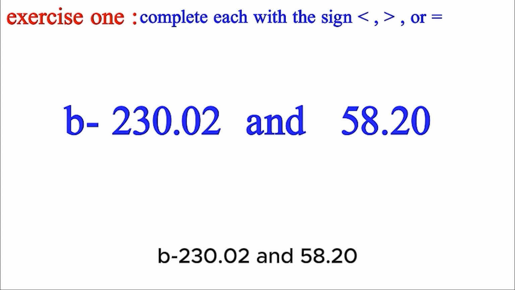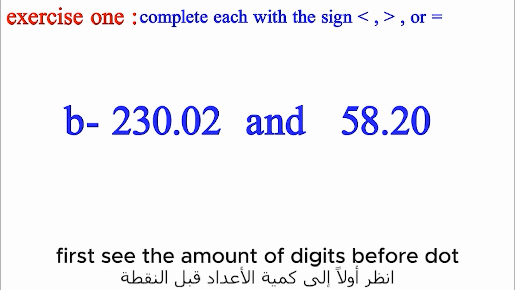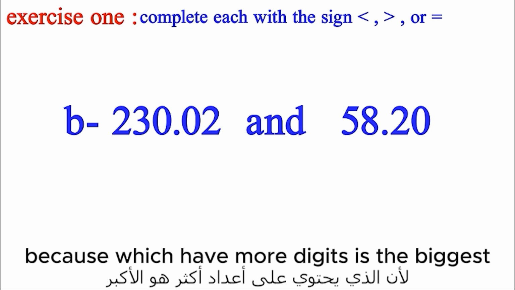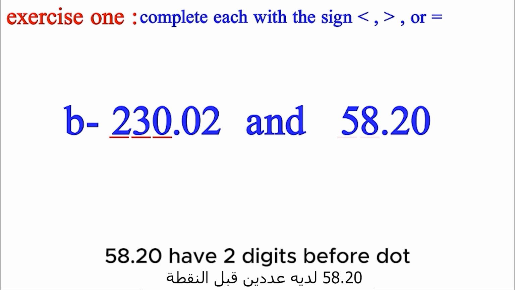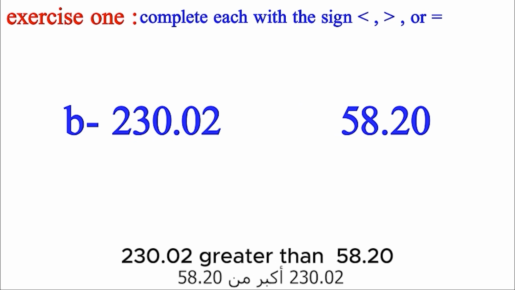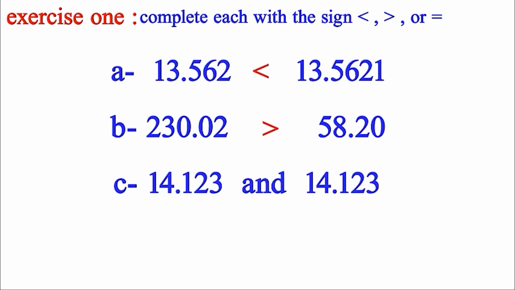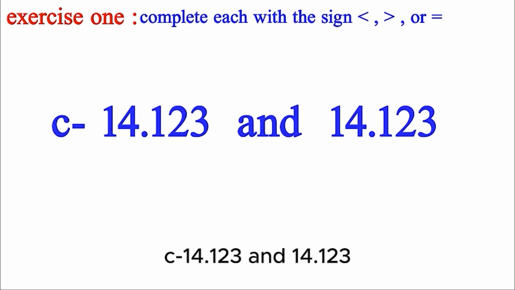B. 230.02 and 58.02. First see the amount of digits before dot, because the one which has more digits is the biggest. 230.02 has 3 digits before dot, 58.02 has 2 digits before dot, 3 is greater than 2, so 230.02 is greater than 58.02. C. 14.123 and 14.123.